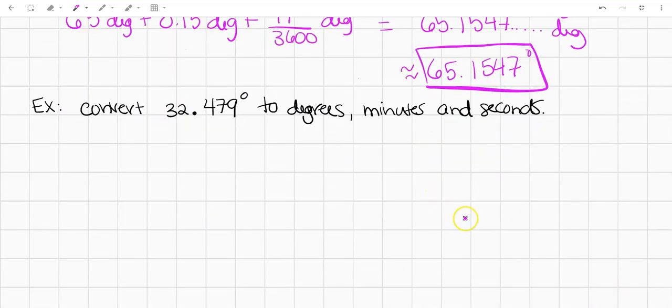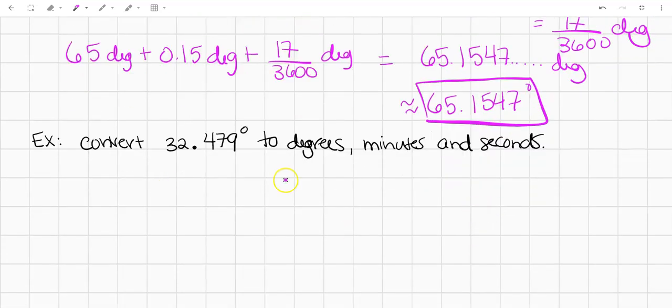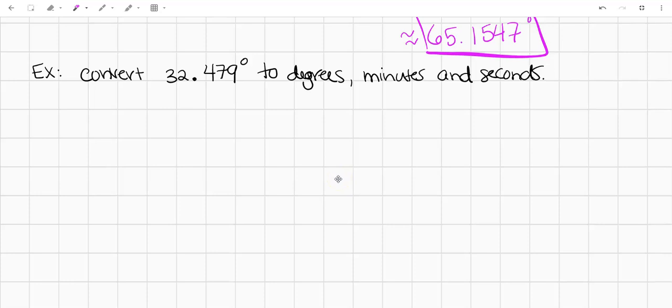So what if we wanted to work backwards? How would we convert degrees to minutes and seconds? Let's do this example here. I'm also going to use the train track method to convert. Recall that typically the degree is the large number and your minutes and seconds are relegated to the decimal. So my 32 can stay as my degrees.